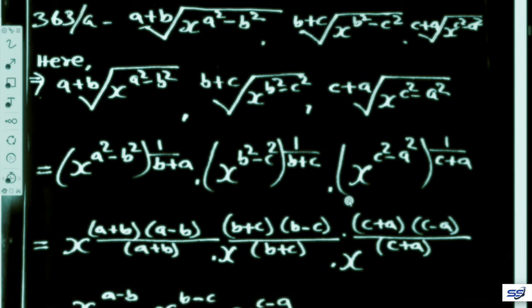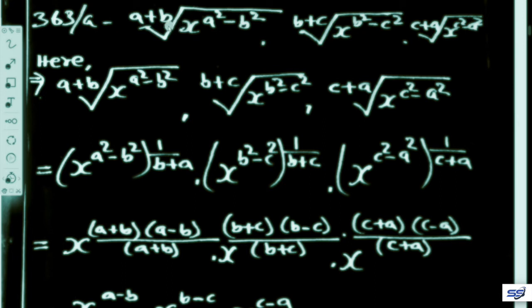Here comes problem number 363 upon A. This is a simple problem, or we can also say that this is a problem of the indices chapter. Here we have to make some simplification. Simplify this problem to get our answer in short form. So here problem number 363 upon A is given.